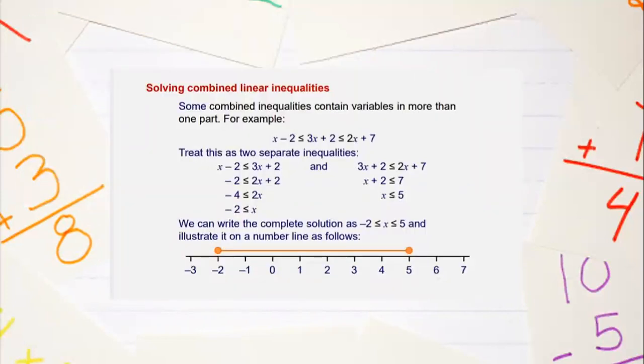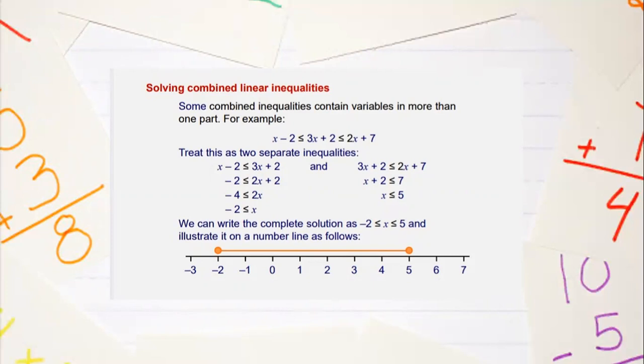Solving the combined linear inequalities. Some combined inequalities contain variables in more than one part. For example, x minus 2 is smaller than or equal to 3x plus 2, which is smaller than or equal to 2x plus 7. So we split them, and it could be easier for us to solve them and then plot them on the number line.